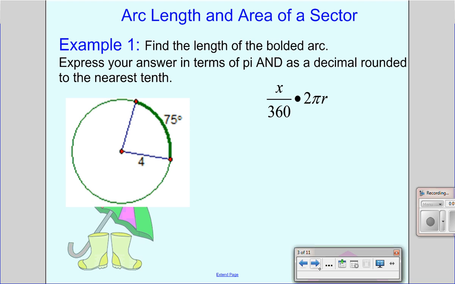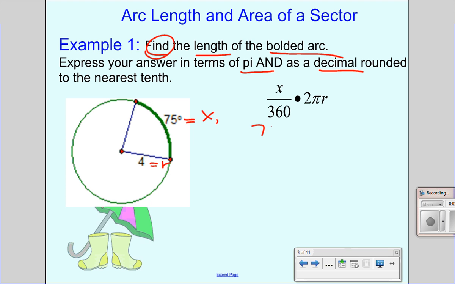Okay, here it's asking us to find the length that is bolded. Okay, we're going to express our answer in pi and decimal form. So we're going to keep everything in pi until we get to the end. So here they tell us our arc measure is 75 degrees. So that is our x. Okay, and our radius is 4. And all I got to do is plug that in.